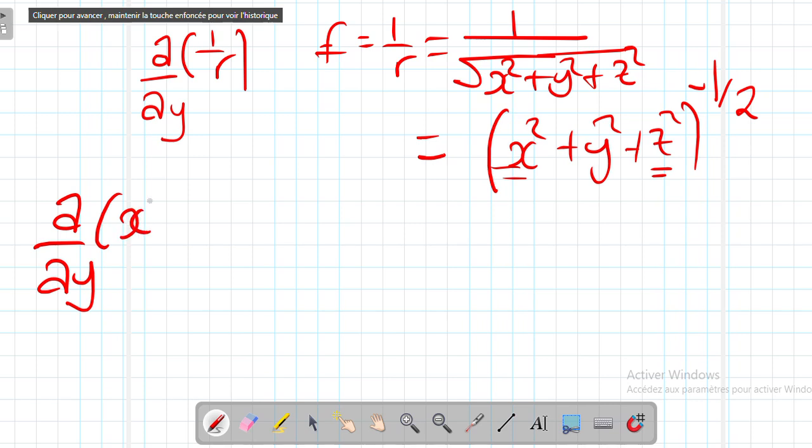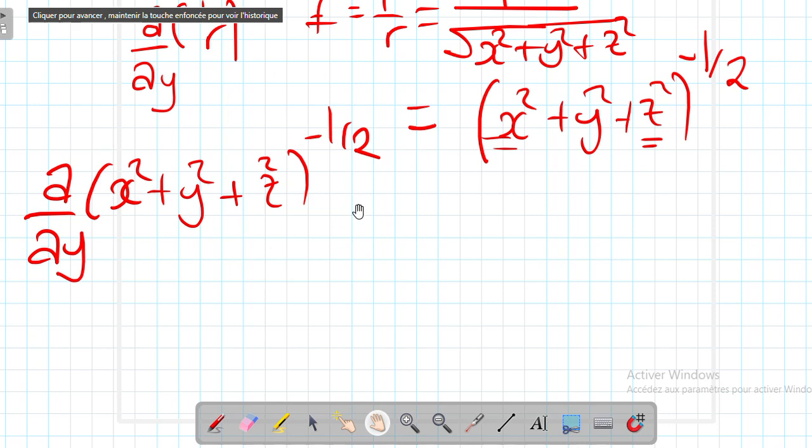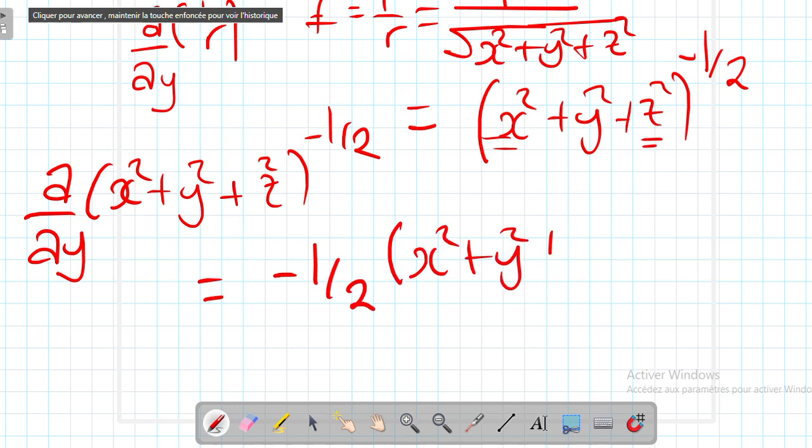So this is a composite function, right? Very easy. So what you do is you find the derivative of my entire thing. You apply the power rule where you drop negative 1 over 2, you drop the power, you maintain this x squared plus y squared plus z squared, then to the power, then you subtract. You always subtract from the power, right? So when you do the subtraction, that is going to be negative 3 over 2.